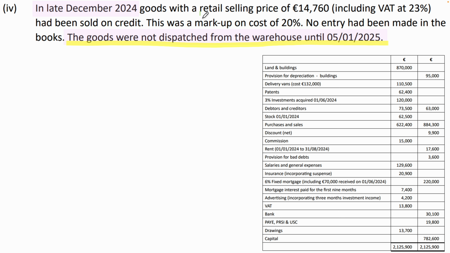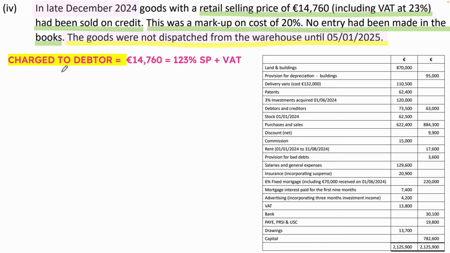Okay, so retail selling price of 14,760, that includes VAT at 23%, and that has been sold on credit. This was a markup on cost of 20%. No entries being made in the books. Okay, so we just have to enter all of this now. So we have sold goods on credit to our debtors. All right. So we sold on credit, buy now, pay later. It's to our debtors. So 14,760 was the amount inclusive of VAT. So 14,760 is 123%. And that includes VAT.